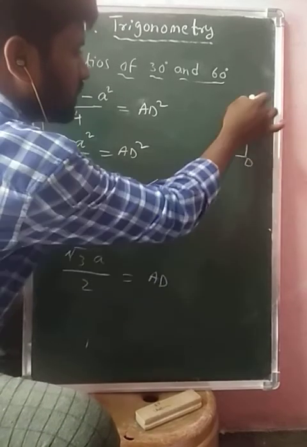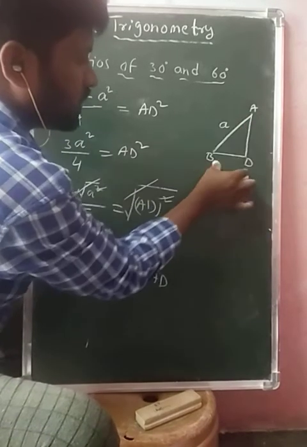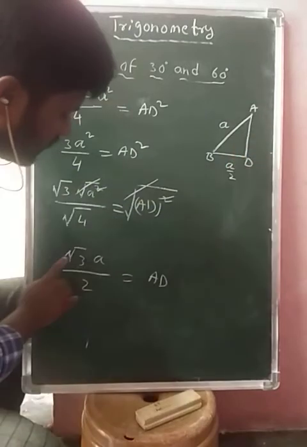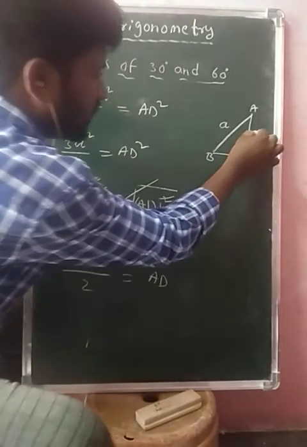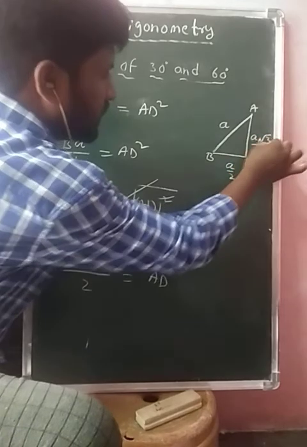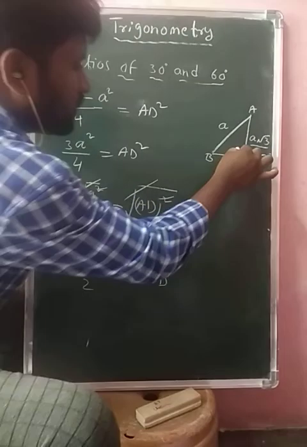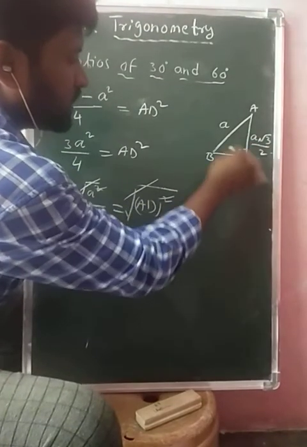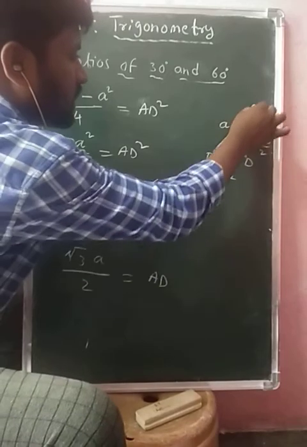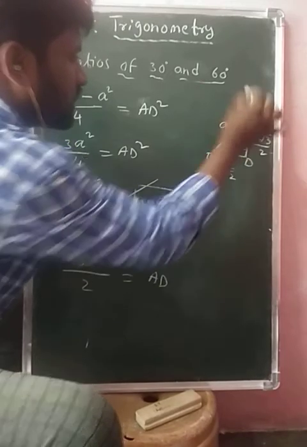ABD. The length of AB is A. The length of BD is A by 2. The length of AD, what do we get? Root 3A, which we can also write as A root 3 by 2. Okay. We know angle D measures 90 degrees. Angle B is 60 degrees. Angle A is 30 degrees.